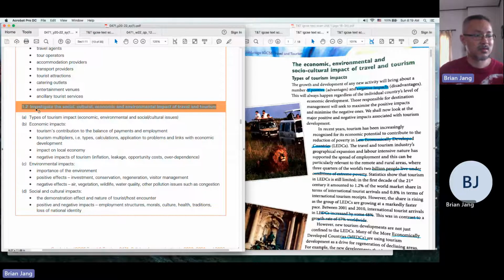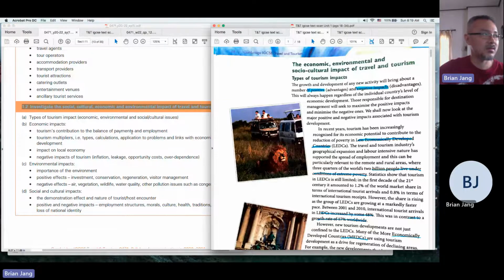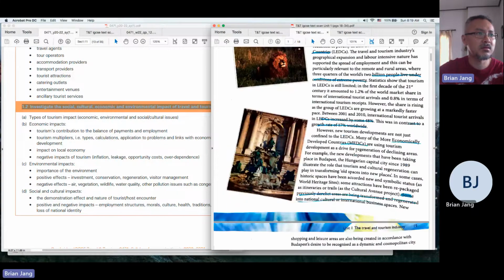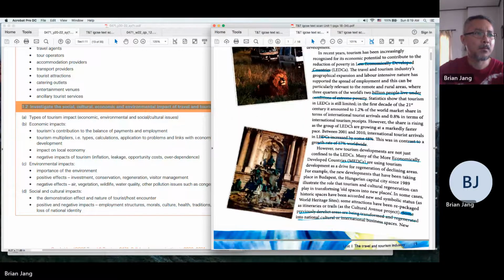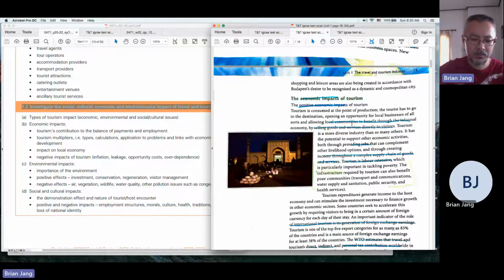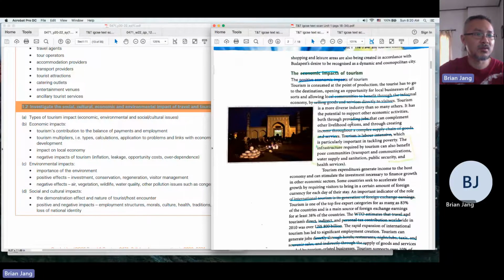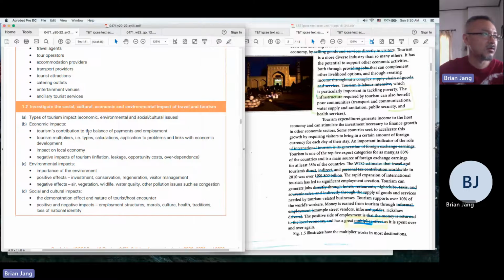Because this is a very big section of chapter 1, and they're going to expect you to be able to answer something from economic impacts, environmental impacts, or social cultural impacts, okay? So definitely review this stuff. For the economic impacts, it's starting page 19 all the way to page 22. All right. So for the economic impacts, you want to review each of these bullet points.